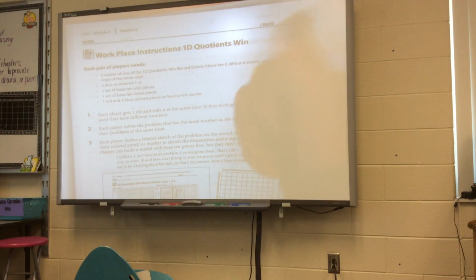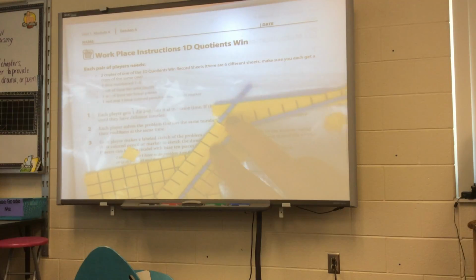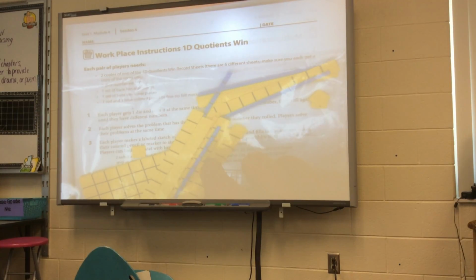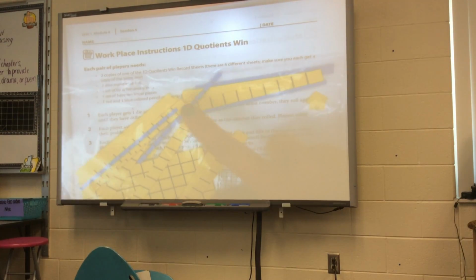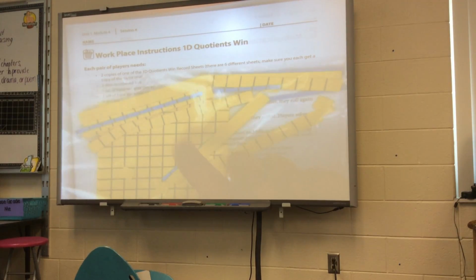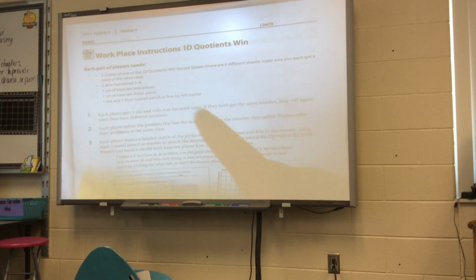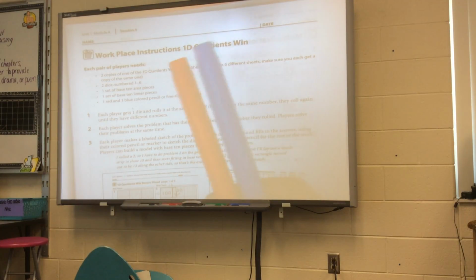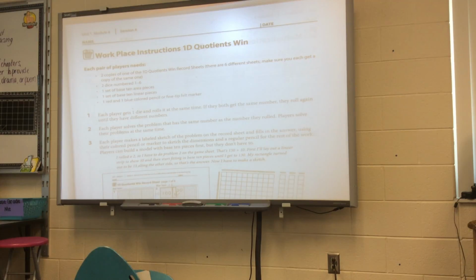You need a set of base 10 area pieces and base 10 linear pieces. So you need the mats and the strips and the units to play with. And then you also need a red or a blue colored pencil or marker or whatever, okay?